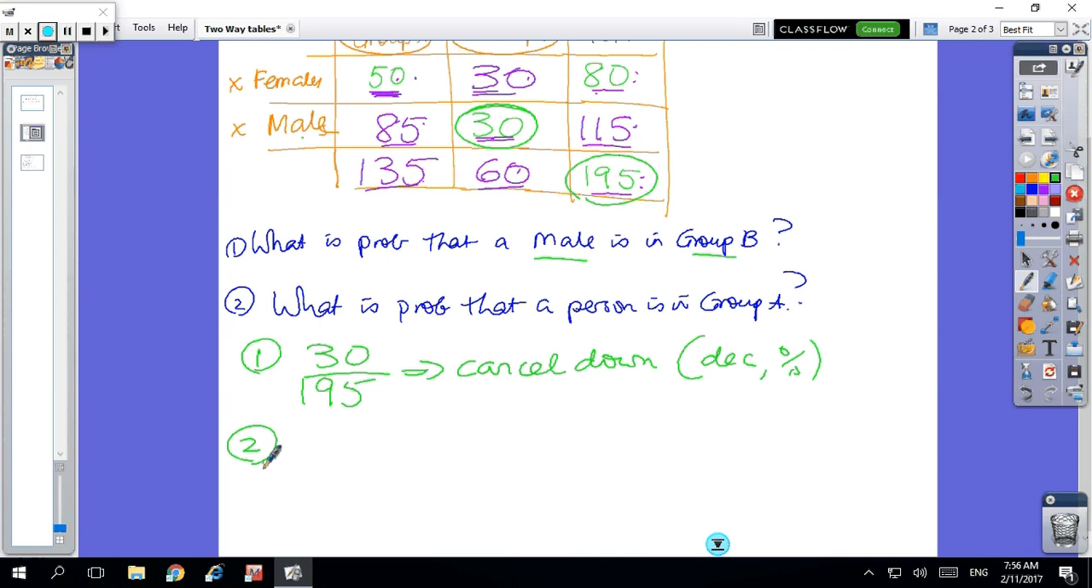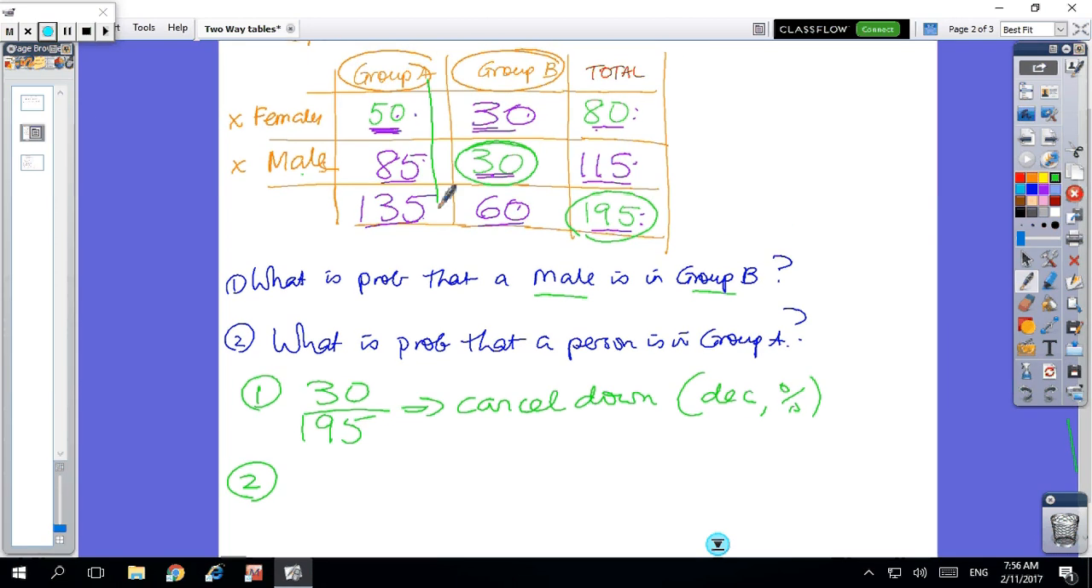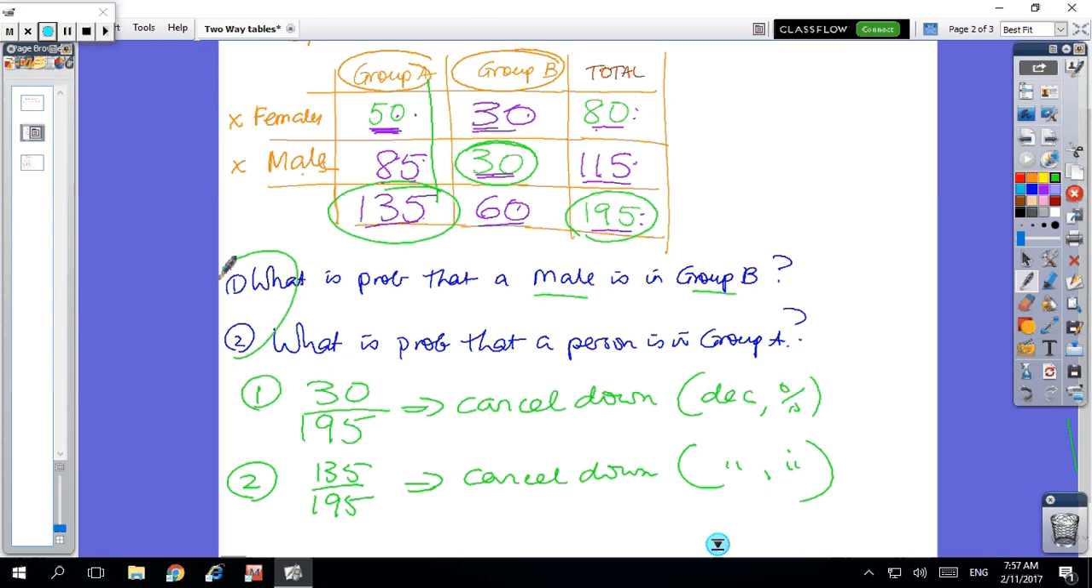Okay, what is the probability that a person is in group A? So let's have a look. Group A are these people here. So the answer is 135 out of 195. And again, I haven't got my calculator, but cancel it down. Or you can have it as a decimal, or you can have it as a percentage. So you can have all those answers. But once you fill the table in, then you can answer any sort of questions you like. So copy that and come across.